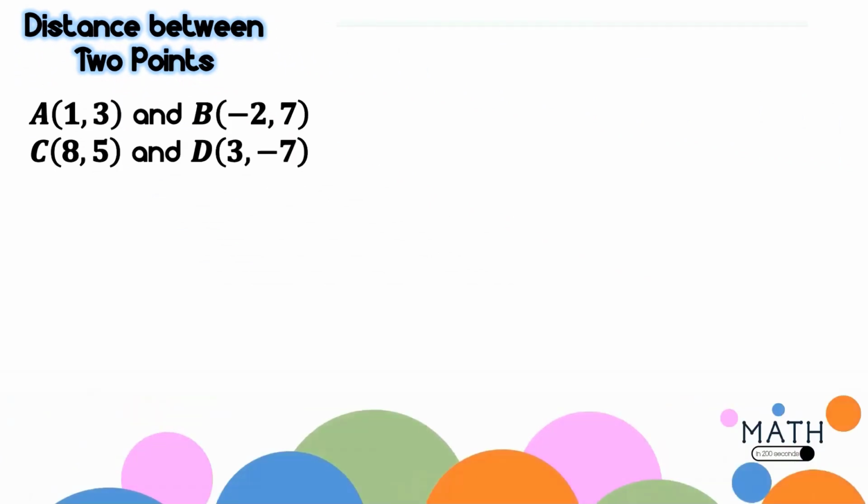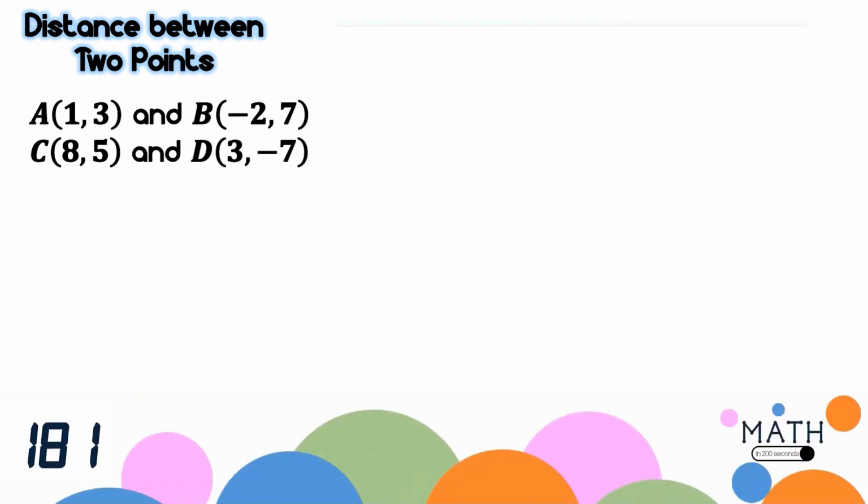Let's solve the distance between the 2 points given here. But we could see that the pair of points A and B as well as C and D do not share the same x coordinate nor y coordinate. So in short, we will not be using the same process we did in the previous video. Here we are going to use the distance formula.